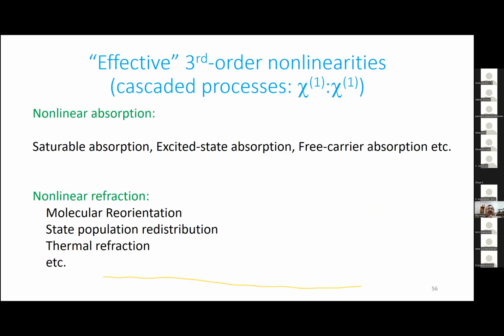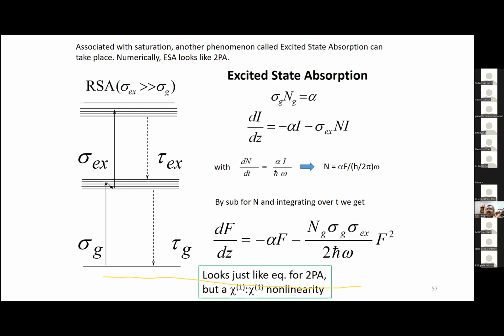And just one minute, effective third order nonlinearity comes from cascaded processes, chi(1) cascaded with chi(1). Professor Sheikh Bahae mentioned chi(2) cascaded with chi(2) processes, but we have chi(1) cascaded with chi(1) processes, which are essentially saturable absorption, excited state absorption, free carrier absorption, etc. In the refraction part, we can have molecular reorientation, state population redistribution, thermal refraction, all of which can happen by cascaded processes. So it is important that we distinguish between two-photon absorption and excited state absorption, for instance, but I don't really need to discuss this too much.